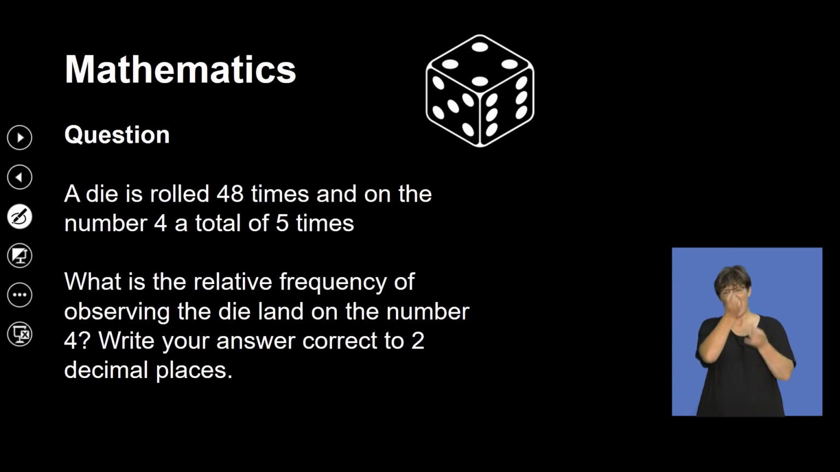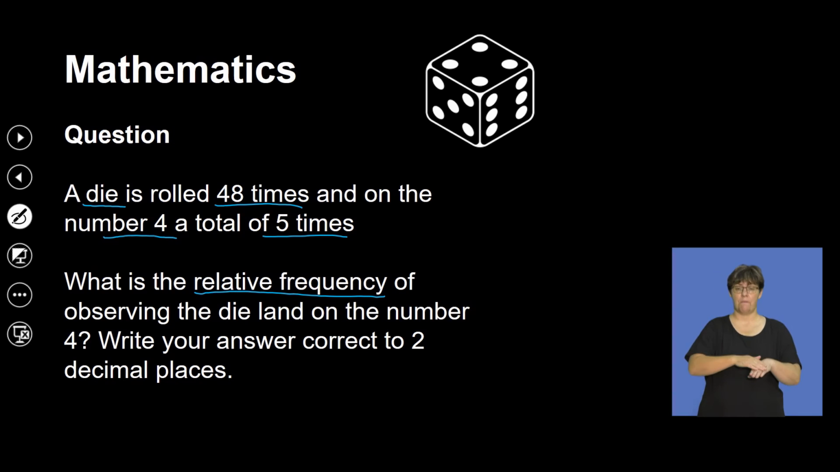But here's some data that we were given for a particular experiment. We're told that a die is rolled 48 times. Now, that's quite a lot of times to roll a die. And in the counting of the number of times the die has been rolled, the number 4 appeared a total of 5 times. So they say to us, what is the relative frequency of observing the die land on the number 4? And you're asked to give your answer to 2 decimal places.